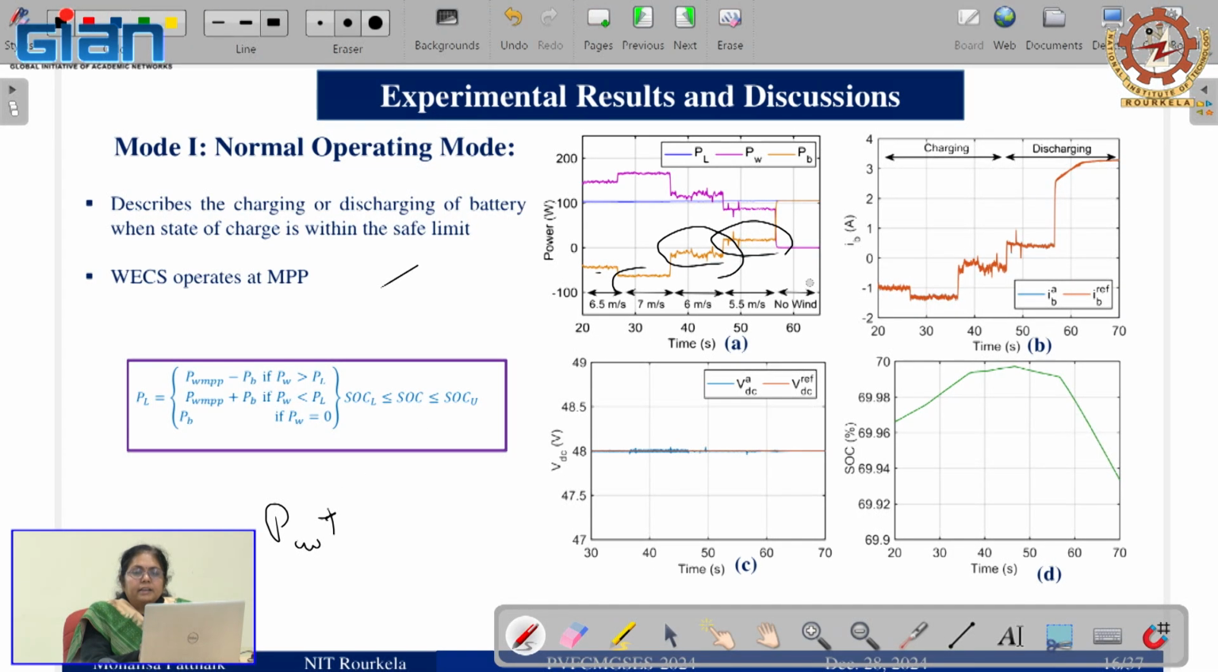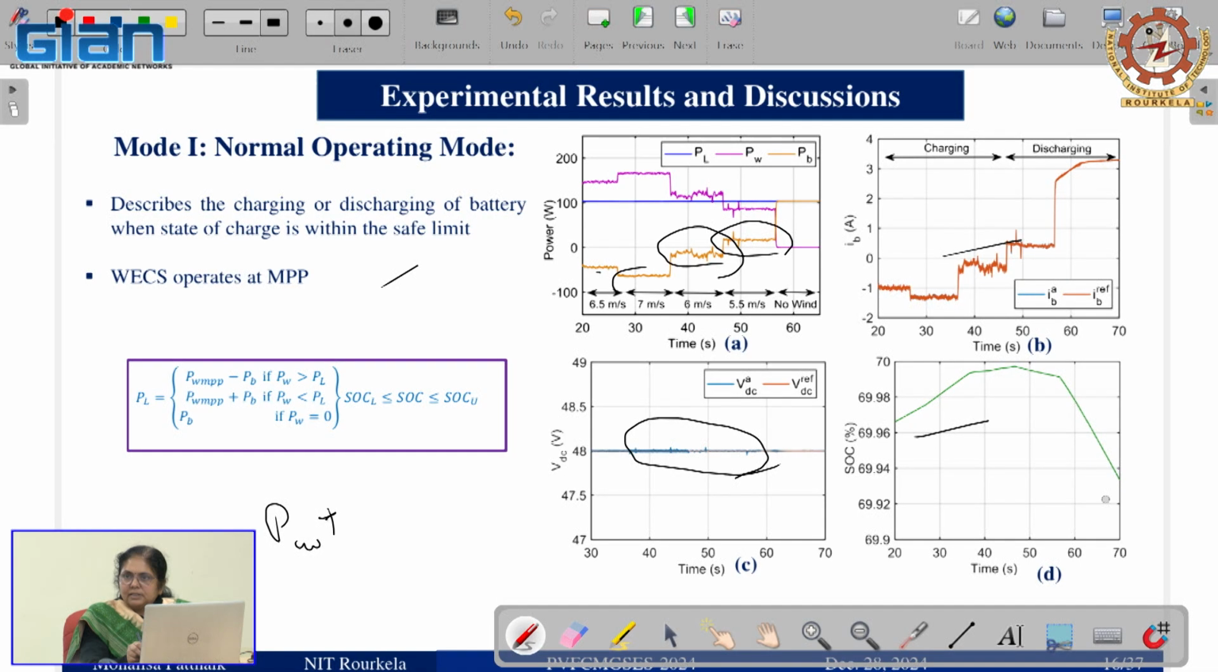And for all this operation, if you see, the bus voltage is maintained constant. We have achieved that using the DC bus voltage regulation with the dual loop PI controller. And these are the results, the waveforms of all the powers. This is the corresponding battery current, and the corresponding SOC. Here, if you see, it is within the safe limit, between 69 and 70%. So the battery is charging, then it is discharging. It is clearly visible.